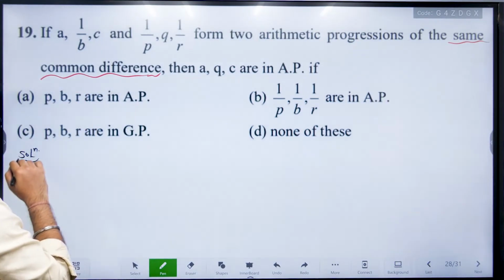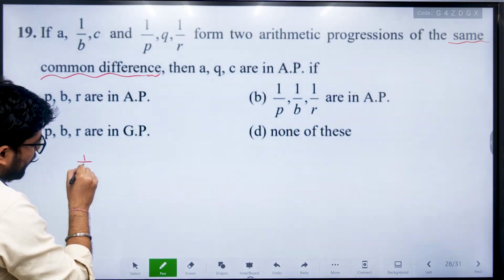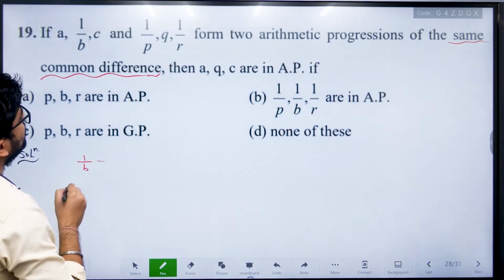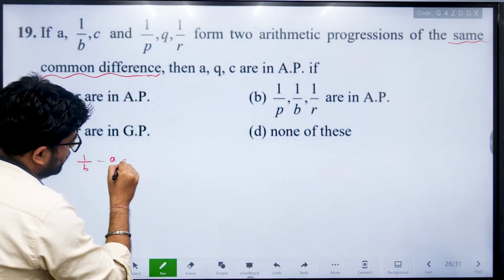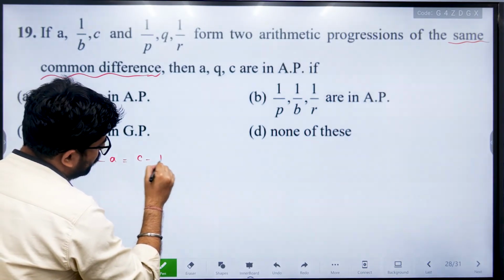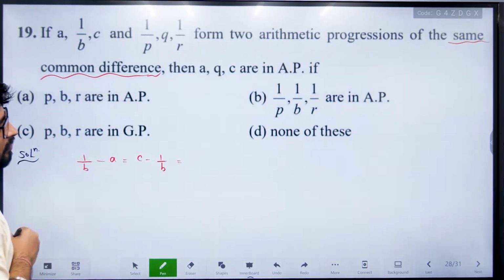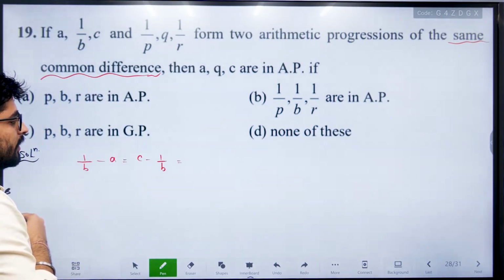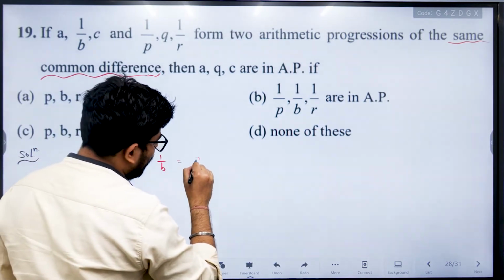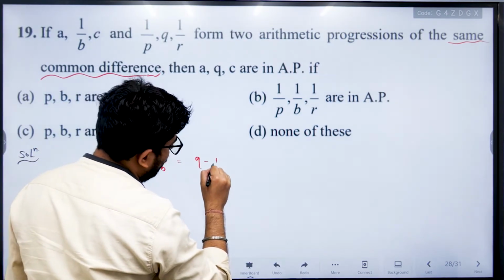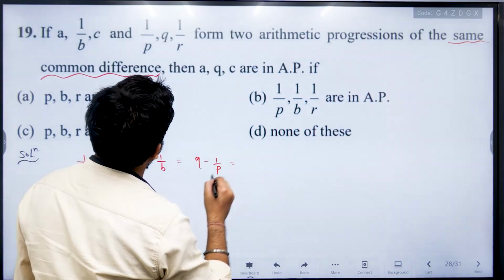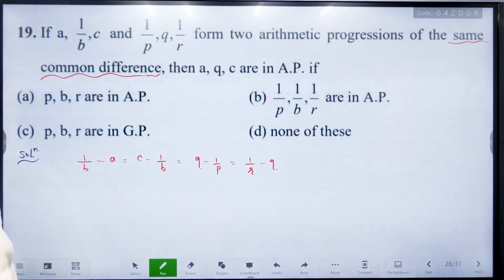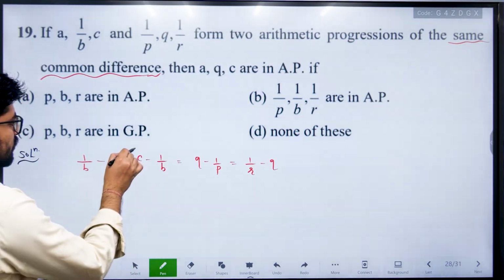So it means 1 by b minus a is equal to c minus 1 by b. This is the common difference for the first arithmetic progression. And similarly, you will get q minus 1 by p is equal to 1 by r minus q. Yes or no?